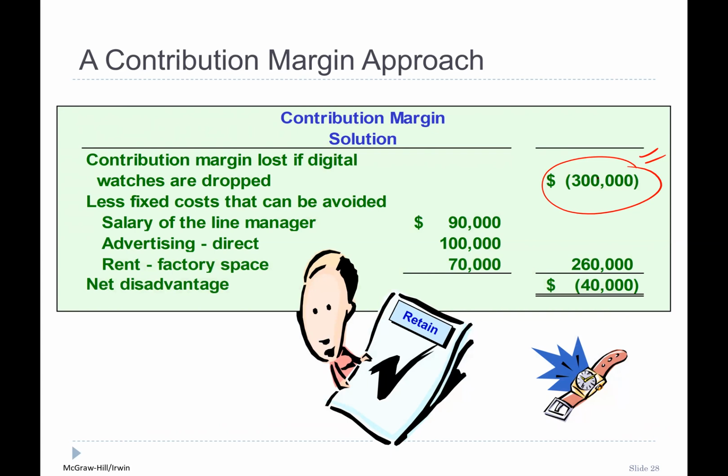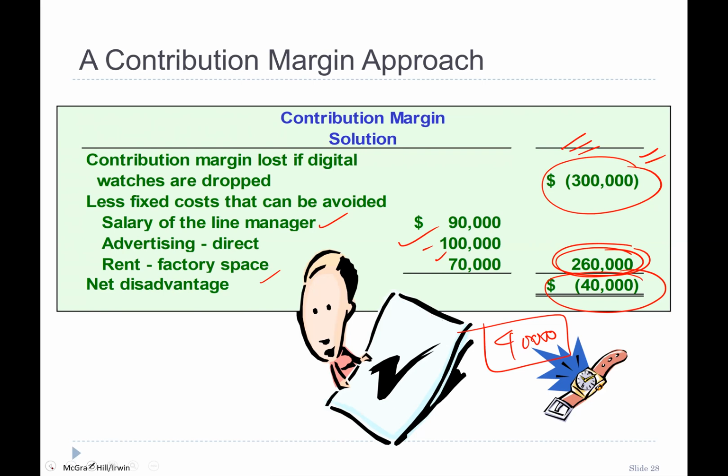Plus, the general administrative expense and general factory overhead would be the same, so that is not a differential cost. We are not writing it down here. We can only save the line manager salary, the advertisement, and rent of the factory space. That's it. Look at that. We are losing 300,000 contribution margin, and we are only saving 260,000. So it means we are losing $40,000 if we drop our watch line here.